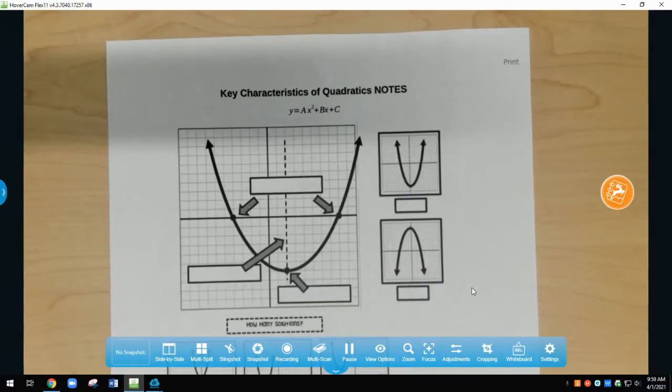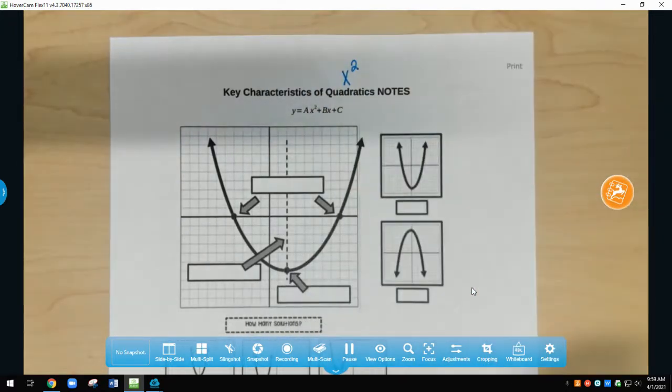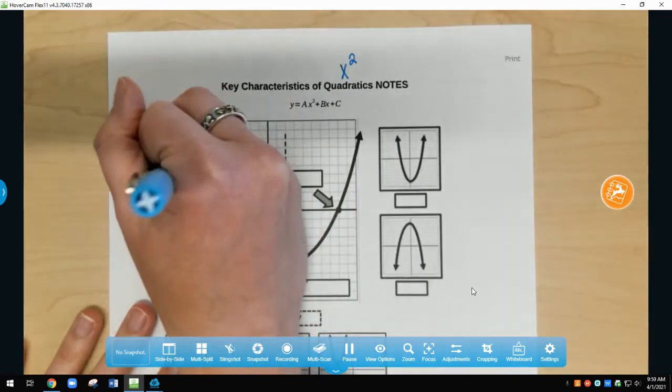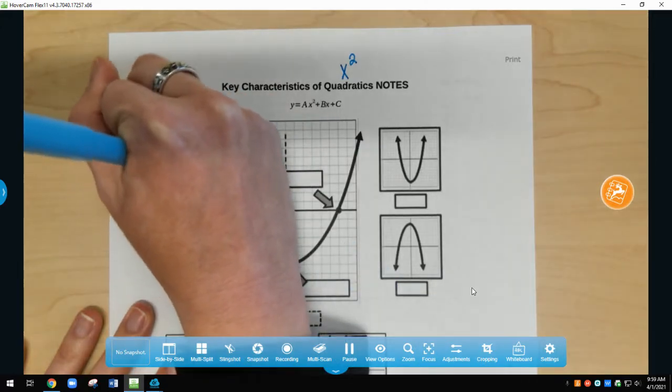Okay, today we're going to talk about key characteristics of quadratics. So remember, a quadratic is going to have an x squared. Okay, it can be in different forms, but you're always looking for that x squared. The graph of a quadratic, this U shape, is called a parabola.